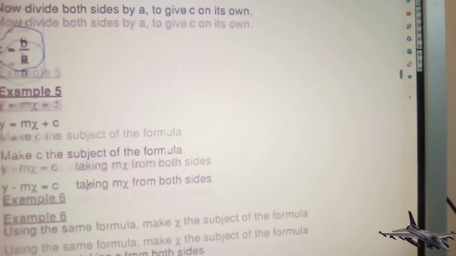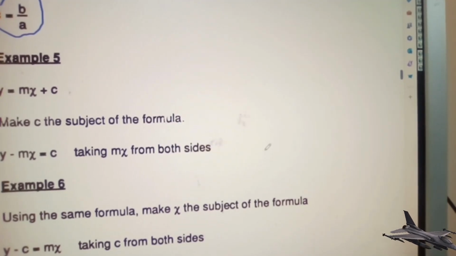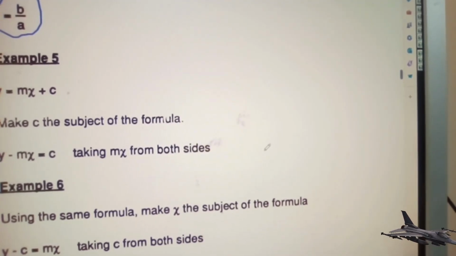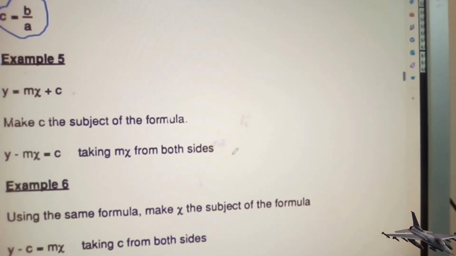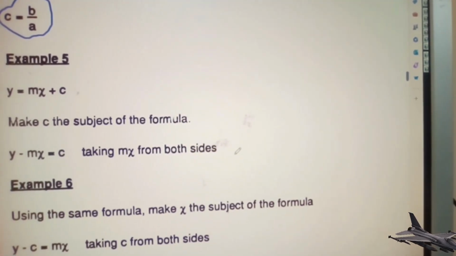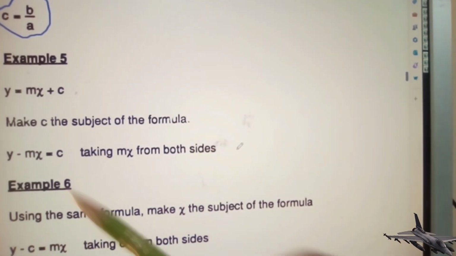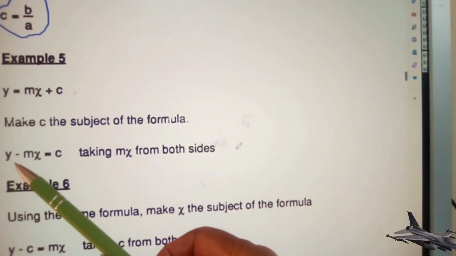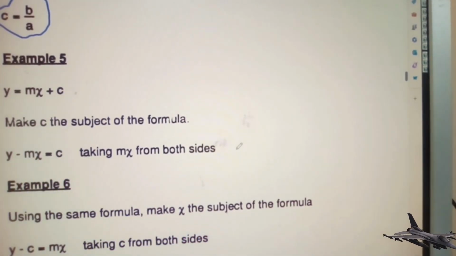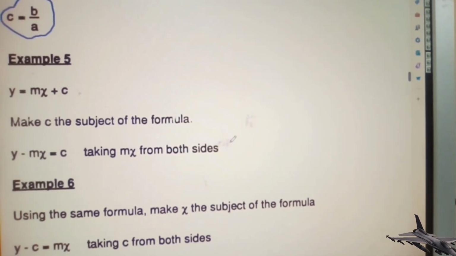Okay. Example 5, y equals mx plus c. Make c the subject of the formula. Because it's a plus, we need to move it to the other side. So we need to move mx to the left hand side. So this becomes y minus mx equals c, subtracting mx from both sides.